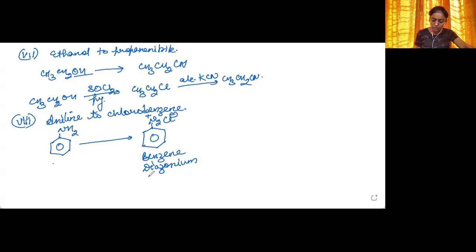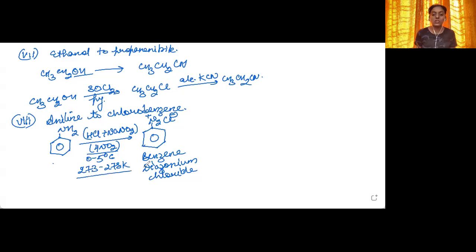Now, how to convert aniline into benzene diazonium chloride? We will be treating it with HCl and NaNO2. Actually, we are treating it with nitrous acid, HNO2, but HNO2 is unstable, so it is prepared in situ. In situ means it is prepared in the reaction mixture during the reaction, so we cannot store it. The temperature needs to be 0 to 5 degrees C, that is 273 to 278 Kelvin. Very important because diazonium salts are very unstable. If the temperature goes above 5 degrees, they decompose.